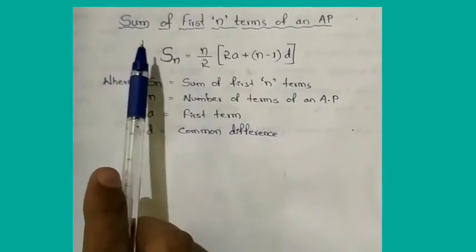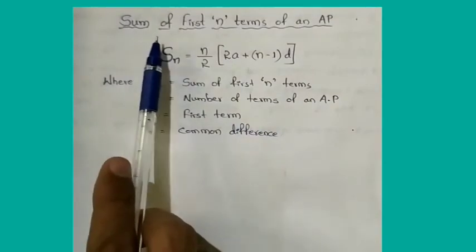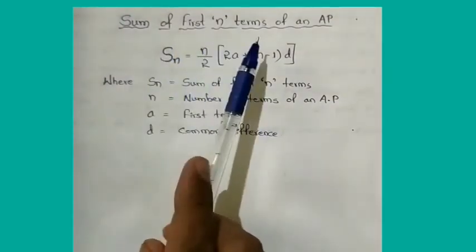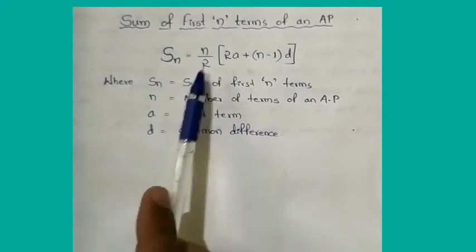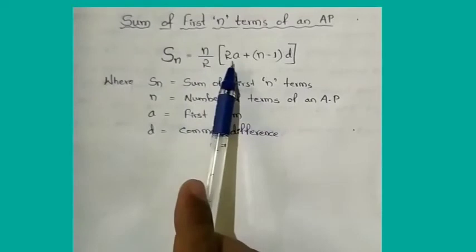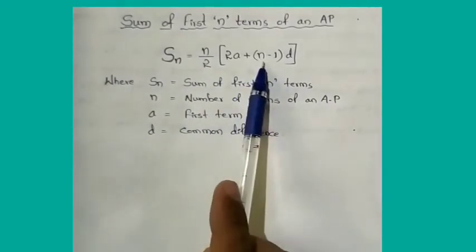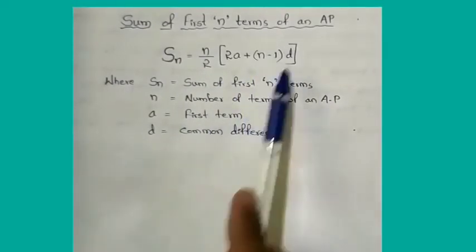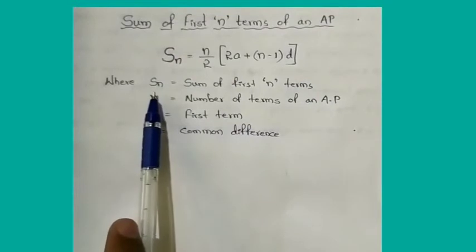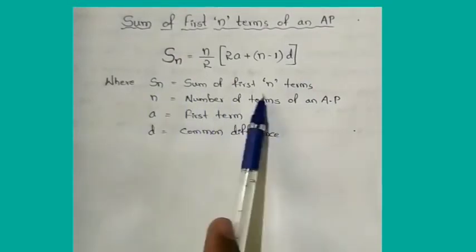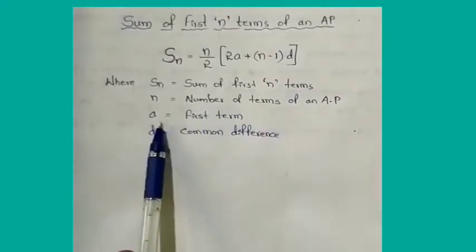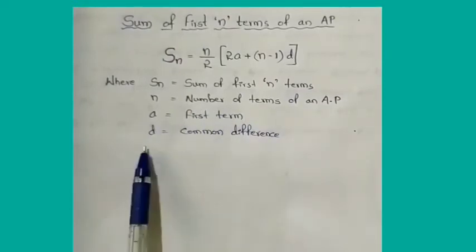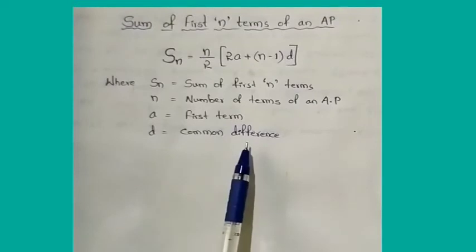Here now I am going to discuss the sum of first n terms of an AP. So here we have one formula, that is Sn equal to n by 2 in bracket 2a plus n minus 1 in bracket into d. Here Sn equals the sum of first n terms, n means number of terms, a we already know, that is the first term, and d is the common difference.